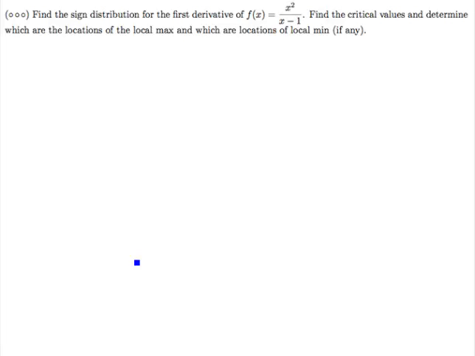In this problem, we're looking to analyze the first derivative of the function. From that, we can find the critical values and determine the locations of the local max and local min. So we'll begin with finding the derivative and cleaning that up. Since this function is a rational function, I don't see any easy way to simplify this, so I will just go with the quotient rule.